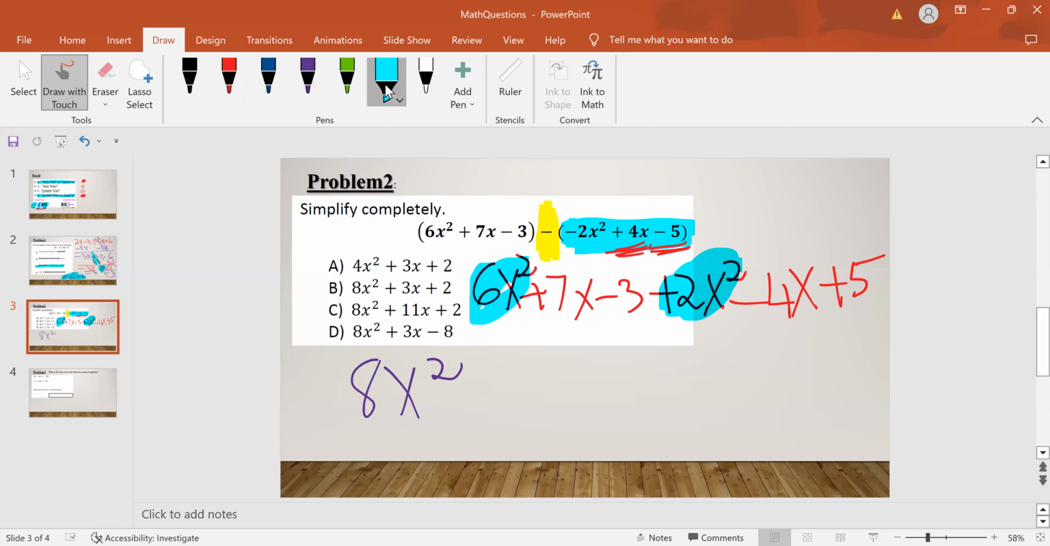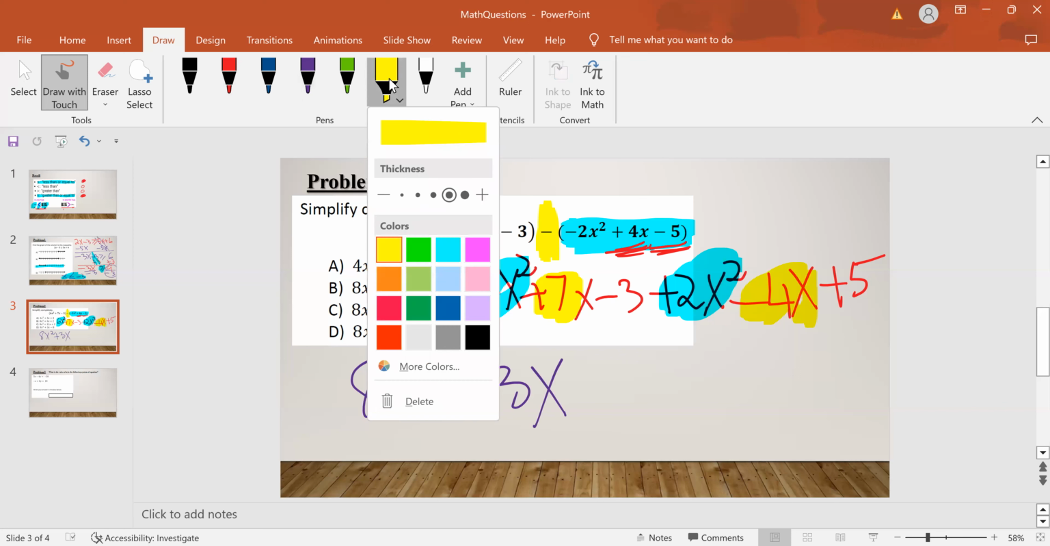Okay, do you have more like terms? Yes, we have more. So the 7x, which is positive, and here we have a negative 4x. Why are they like terms? They are like terms because both have this x in common. So what we're going to do is combine the coefficients. We take a 7 and combine with a negative 4, which is positive 7 minus 4. Doing that, we get positive 3x.